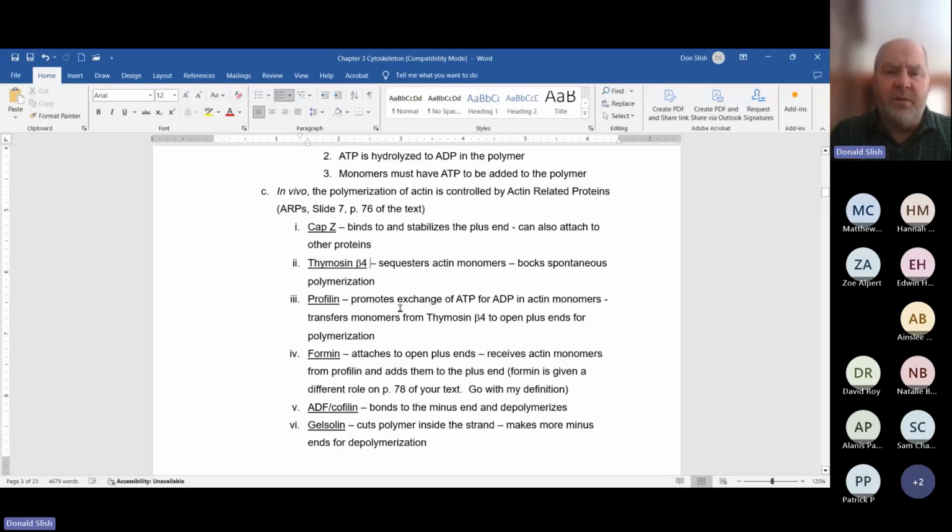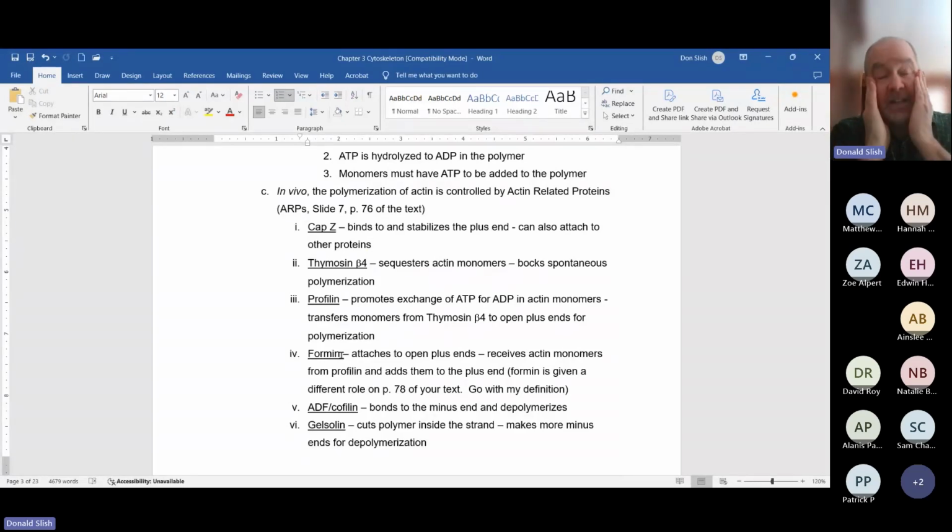Profilin then is going to promote the exchange of ADP for ATP in the actin monomers and transfer them from thymosin beta 4 to the open plus end. So when it is time to polymerize and get longer, profilin is going to grab the actin from thymosin beta 4, exchange the ADP for ATP, and then bring it to the plus end. Once it gets to the plus end, Formin is the enzyme that's going to grab that actin from profilin and put it on the plus end.